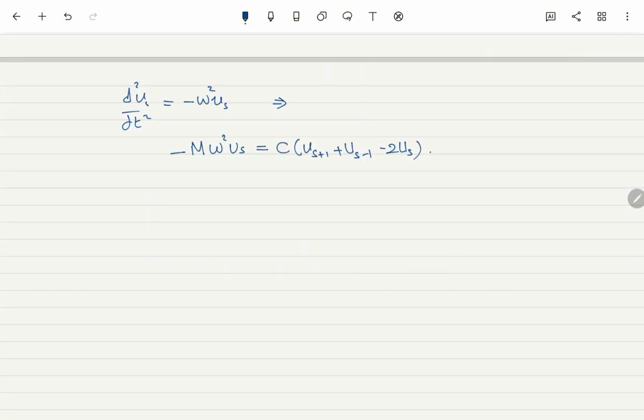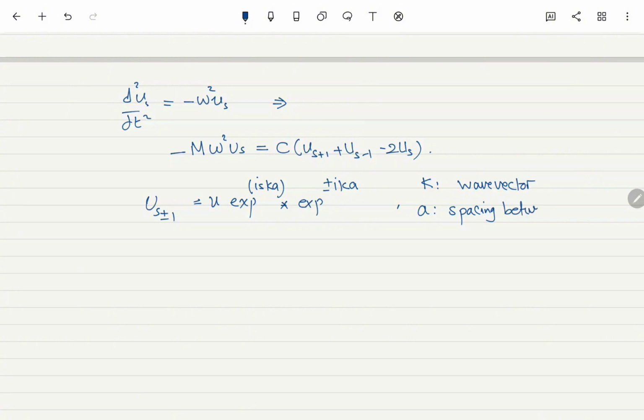And this is a difference equation in the displacement u, which has a traveling wave solution in the form: u s plus or minus 1 equals u times exponential i s k a, times exponential plus or minus i k a, in such a way that k here is the wave vector and a here is the spacing between planes.